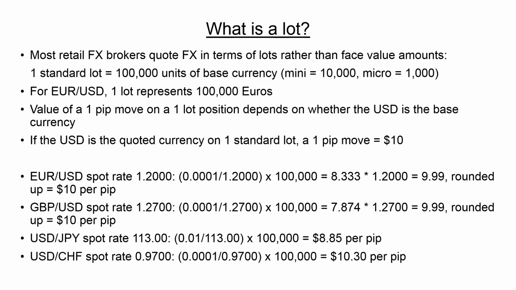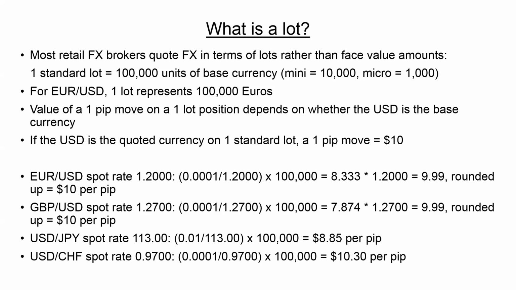Now, the value of a 1 pip move on a 1 lot position will depend on whether the dollar is the base currency. If the dollar is the quoted currency on 1 standard lot, a 1 pip move equals $10. So we've got calculations here which basically show that on a 1 lot position, a 1 pip move equates to around $10. It depends on whether you're trading the dollar as the quoted or the base currency.